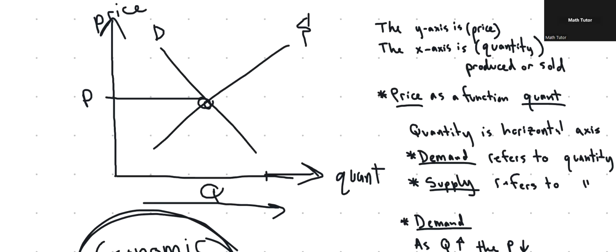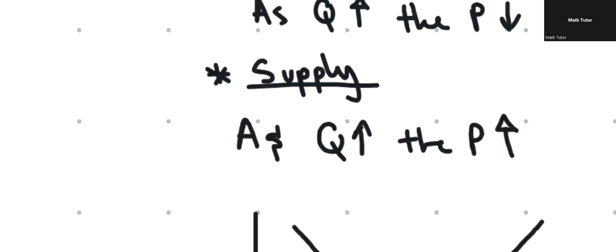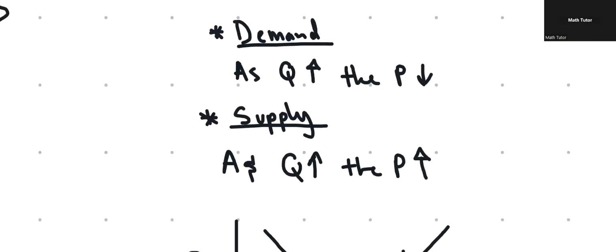And that's going to be the equilibrium point, which of course we say in a minute. So we wrote that here. It took a while to say that. But demand, as the quantity increases, the price decreases, and supply, as the quantity increases, the price increases.